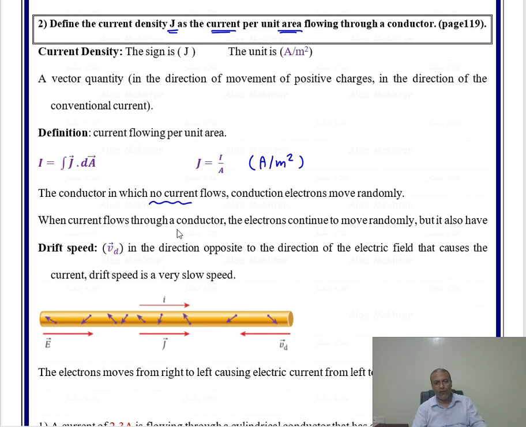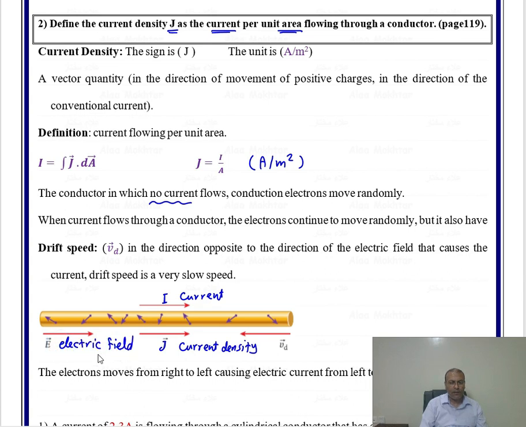When the current flows through the conductor, the electrons continue to move randomly, but they also have drift speed, Vd. This is speed in the direction opposite to the direction of the electric field. Which electric field? The electric field that causes the current. Drift speed is very slow. Look at this figure. As you see, I is current, in the same direction with J. What is J? Current density. And in the same direction of E is what?